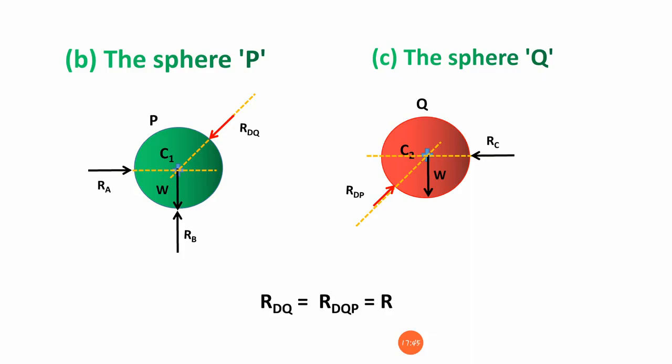So in this case what will happen? The reaction developed on P because of the sphere Q is equal to the reaction developed on Q because of P, that is equal to R. Then this RDP is equal to RDQ, and we can go with R itself.